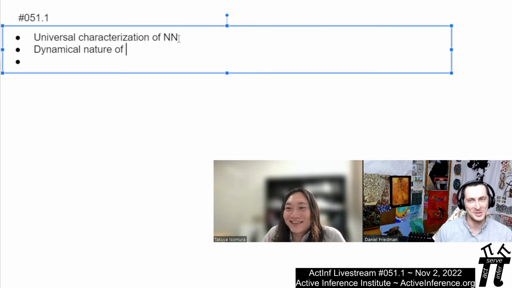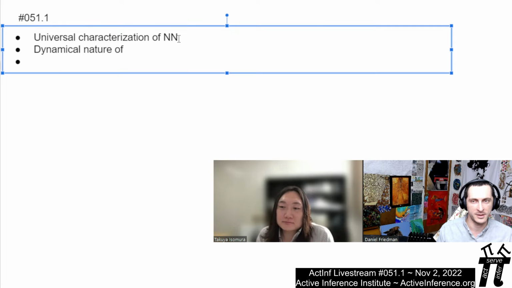The first thing you added, the universal characterization of neural networks. What is the universal characterization of neural networks? Why is it being pursued in this area of research?